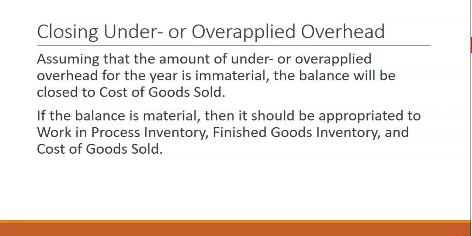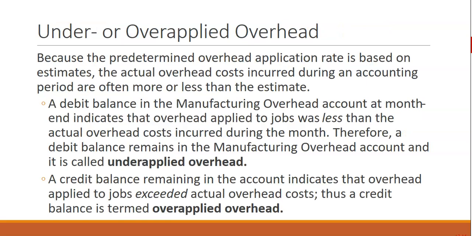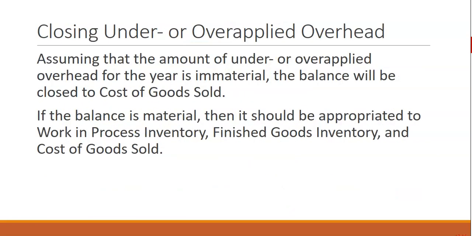If the amount is immaterial, we close the entire balance to cost of goods sold. That journal entry is whatever we need to zero out the overhead account. So if we under-applied overhead, over here you see we under-applied, so we have a debit balance. That means to close that account, we need to credit overhead and debit cost of goods sold. The opposite is true if we over-applied overhead. Then we have a credit balance. So in order to close the overhead account, we need to debit overhead and credit cost of goods sold.